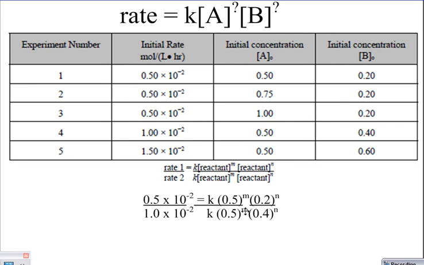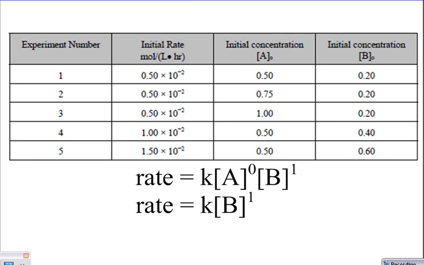So 0.5 and 0.5 and m cancel each other out, and these 10 to the negative 2's also cancel each other out, so we have a half equals 1 half. The k's also cancel each other out, so we have 1 half equals 1 half to the n. So in the case of B, n must be 1. And you can do the same for finding m. Again, I prefer the table logic because it's much quicker, and on a multiple choice question, time is of the essence.